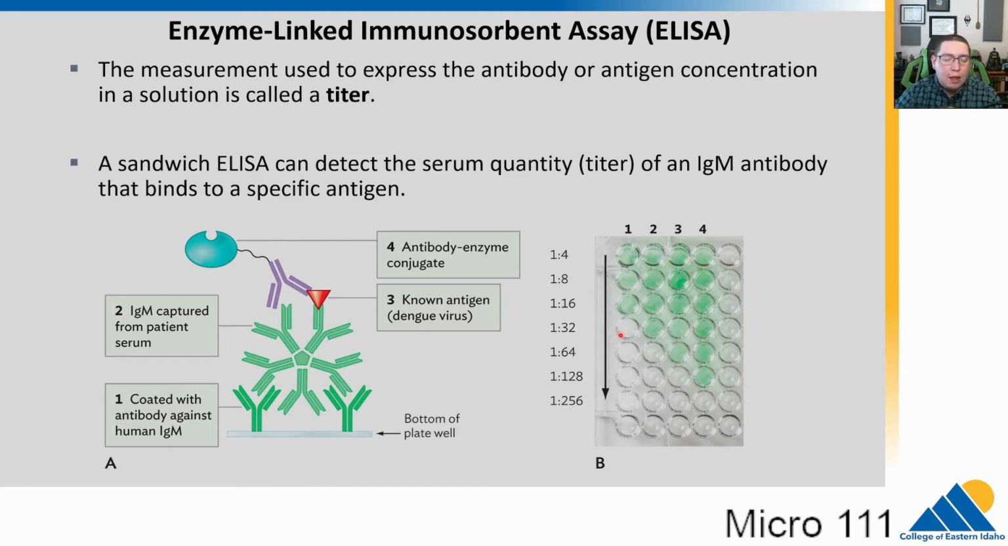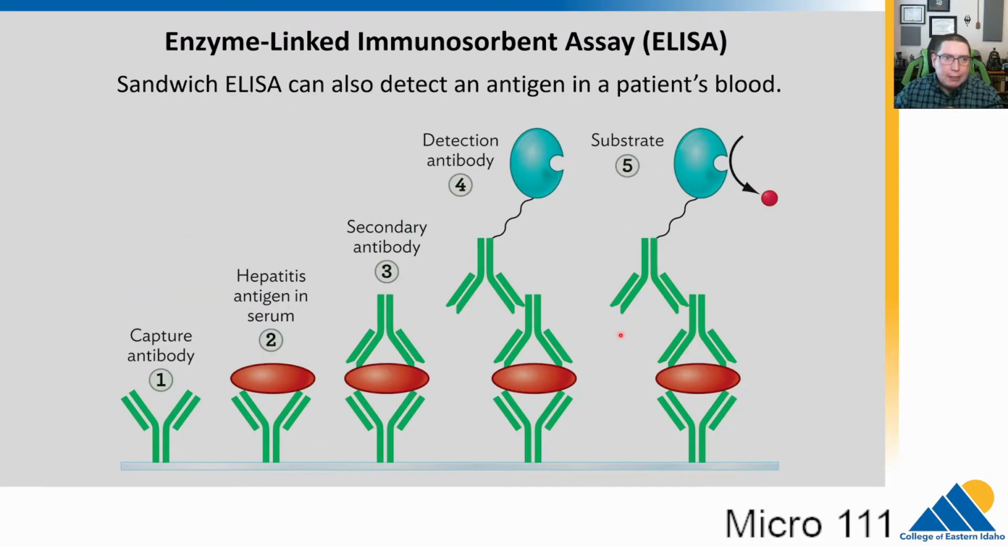This titer measure is quite common. ELISAs are very, very common tests for measuring how much antigen is in there, and by extension, how much of the microbe is there. So we talked about the sandwich one. Here's an example, a real life example. Say we want to figure out, does someone have hepatitis? We could use a sandwich method to detect that.